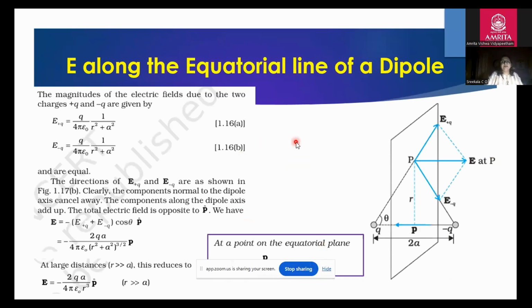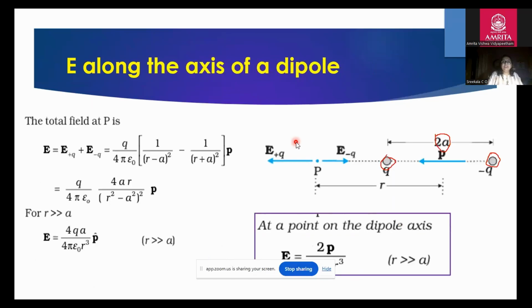Ma'am, can you just click the height that is showing? Students are saying they are not able to view the equation clearly. There will be a notification towards the end, something like stop sharing and hide. You have to just click on the hide. Hide. Okay.